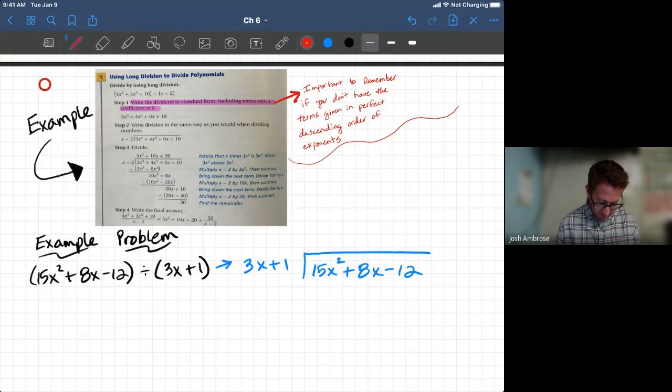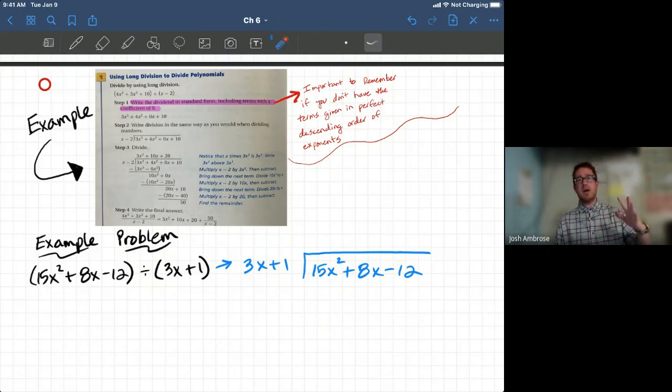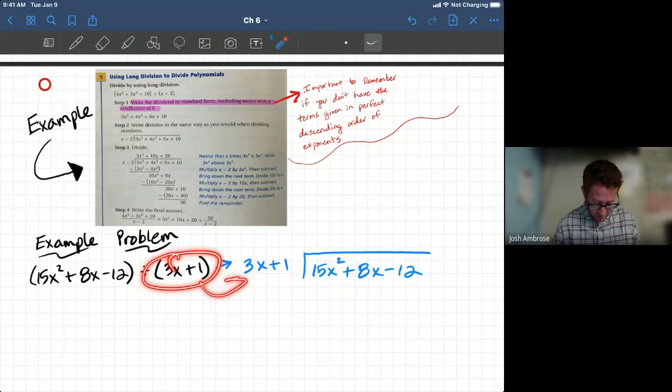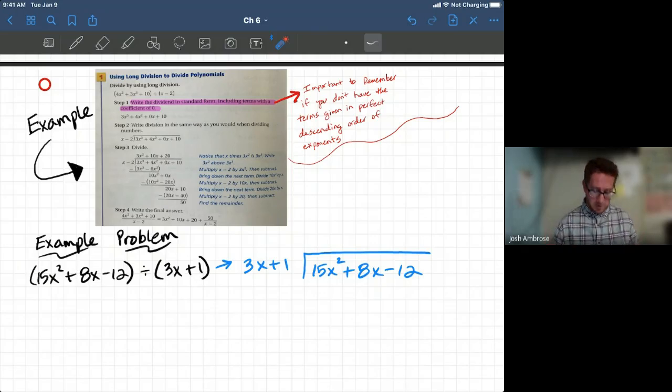All right, so let's do an example problem to show you the long division method. What you'll notice is this is what's given, and I've taken the time to rewrite it over here in the proper way to start the problem. The binomial always goes on the outside, the polynomial goes on the inside, and then we can proceed with the problem.